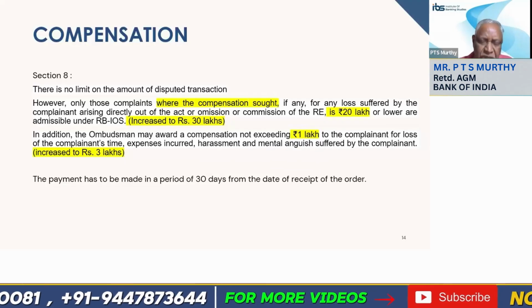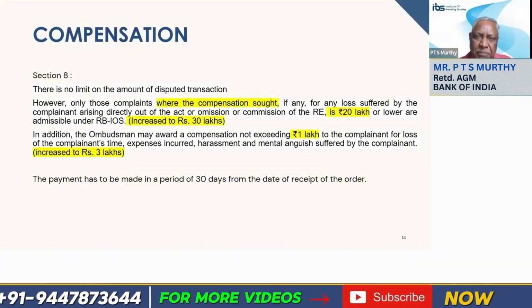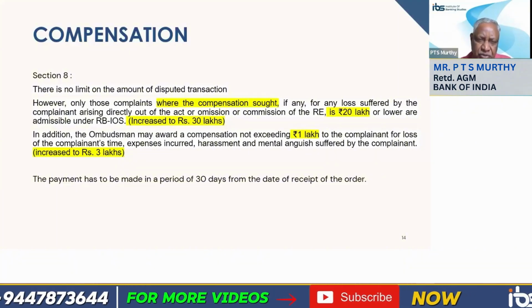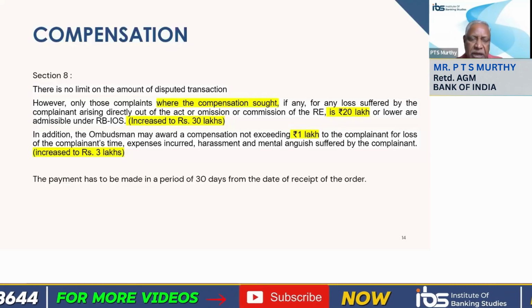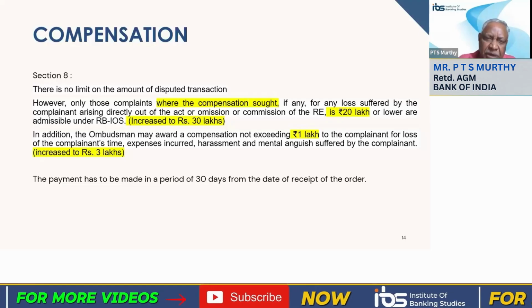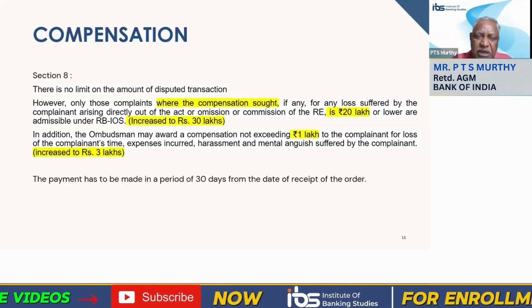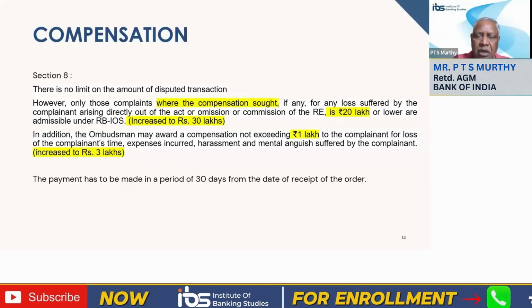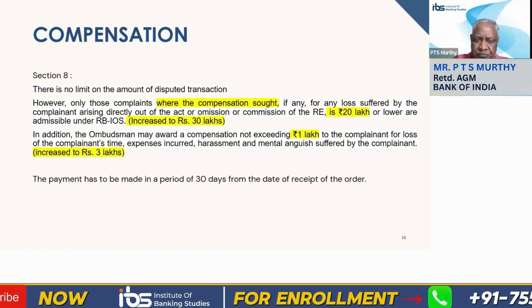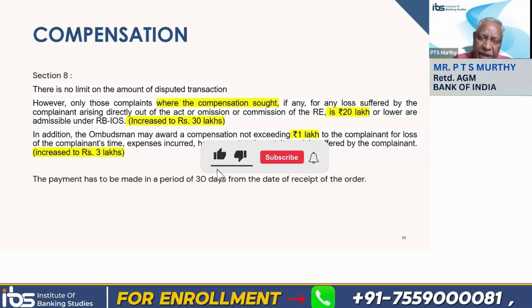Now, the ombudsman has passed an order to the bank to make that payment to the company. As per the order received from the Integrated Ombudsman, they have to make a payment of 20 lakh rupees to the company. This is the disputed amount. There's no limit on the amount of a disputed transaction; whatever the amount involved, it can be ordered to be paid.